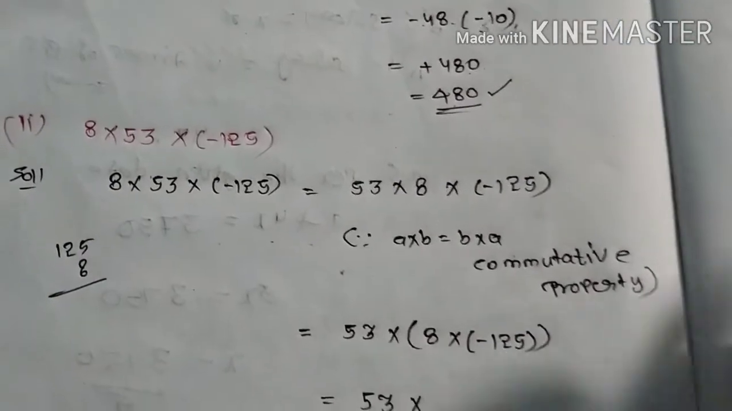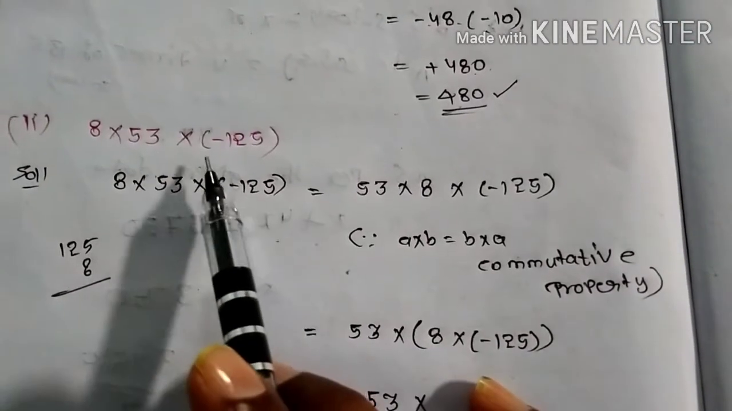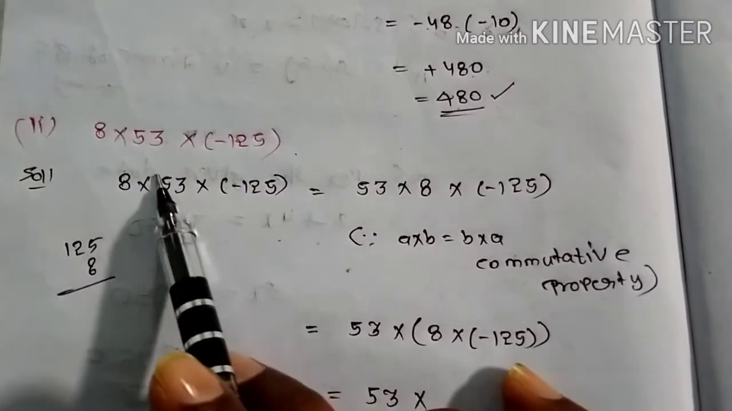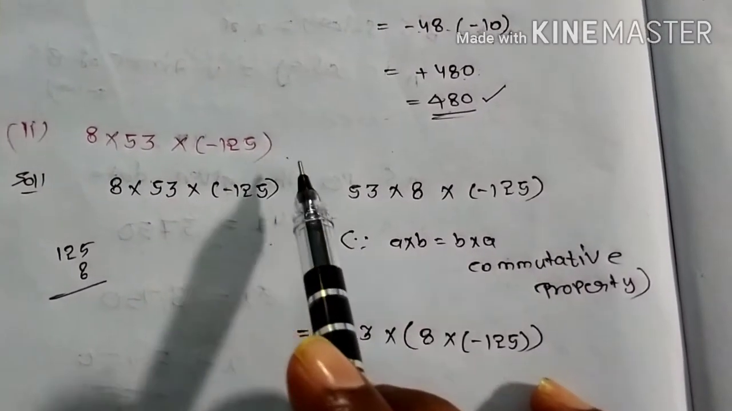See one more problem here. 8 into 53 into minus 125. 8 into 53 into minus 125. So that I am writing here.